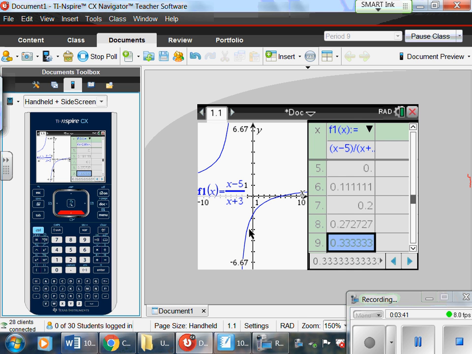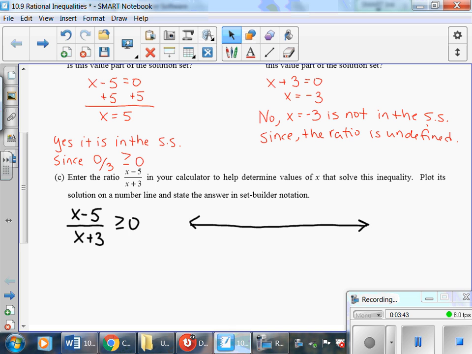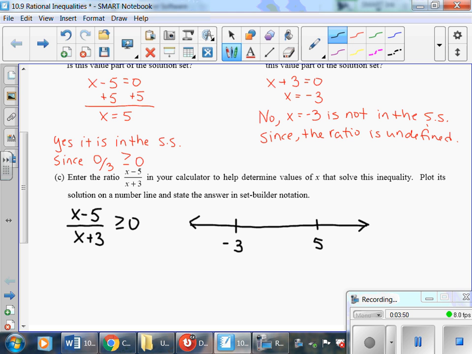So when we go back to our number line here, our numbers are going to be negative 3 and positive 5. They're called our critical values. We'll get into that in a minute. Now, it cannot equal negative 3. We determined that. So that has to be an open circle, and anything moving to the left would be in the solution set. And 5 is in our solution set because of this equal sign right here. So it is okay, and it will be everything moving to the right.